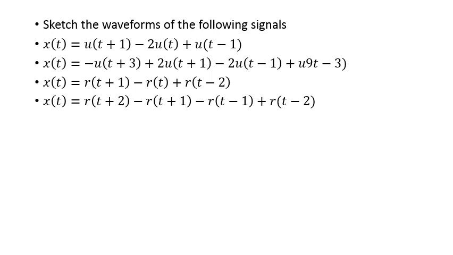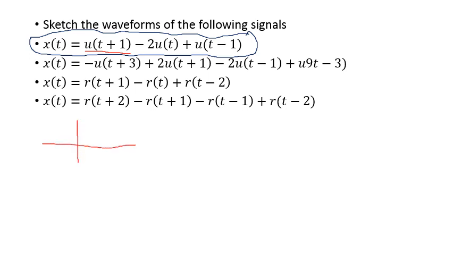So the first one I am going to do it for you, and for the rest you should do by yourself. Okay, so if you look at this one, here it is u of t plus 1. So you understand what is u of t. So u of t is a step function and it is discontinuous at 0, right?